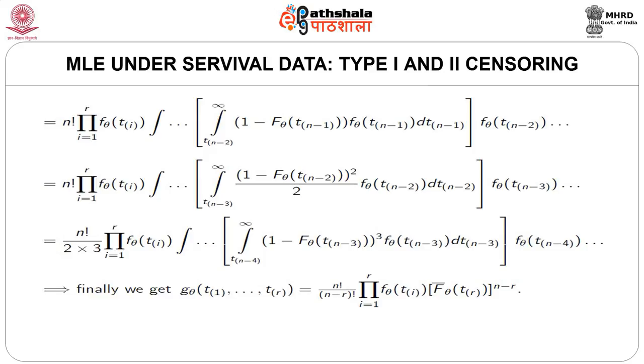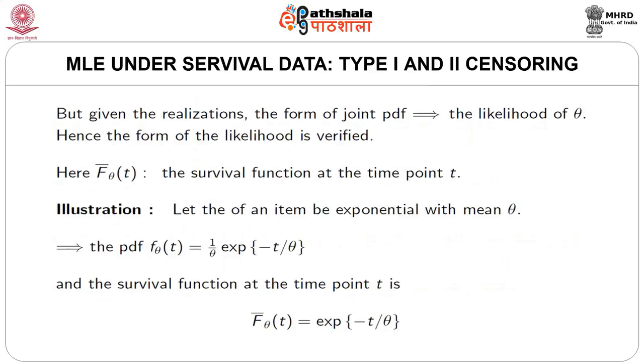Now proceeding this way and noting the symmetry in each stage, we can finally get that g_theta of t_(1), t_(2), t_(r) equals n!/(n−r)! times the product over i from 1 to r of f_theta(t_(i)) times F-bar_theta(t_(r)) to the power n−r. But we know that given the realizations, the form of the joint PDF serves as the likelihood of theta. Hence, the form of the likelihood is verified. Here, F-bar_theta at the point t is the survival function at the time point t.